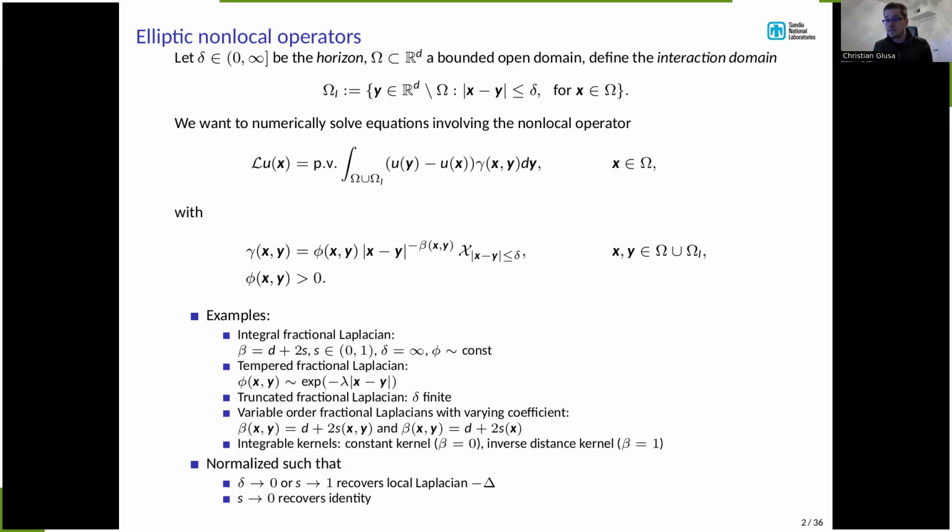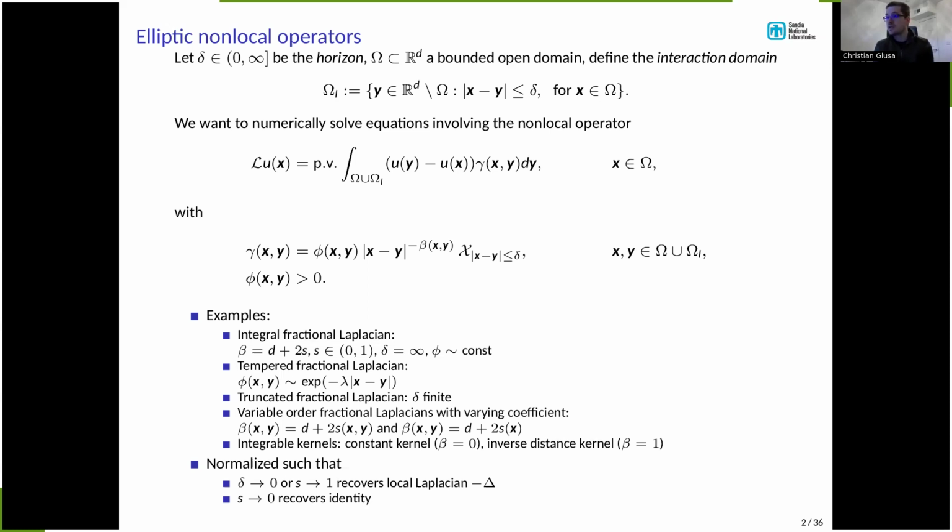In terms of normalizations of these kernels, very often we will pick this prefactor phi in a way that allows us to recover the classical Laplacian in certain parameter limits. So for example, for the integral fractional Laplacian or the truncated version, we'll probably pick the prefactor so that if delta goes down to 0, we'll recover the classical Laplacian. Or if s, the fractional order, goes to 1, we'll recover the classical case. On the other hand, for the fractional order going down to 0, we then often recover the identity.